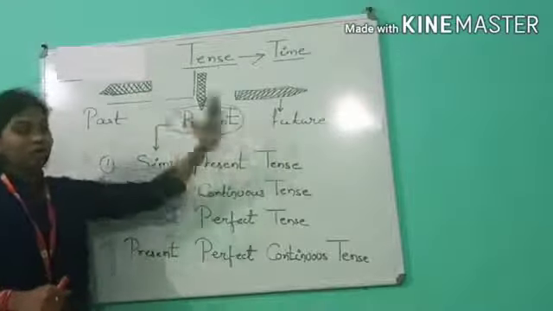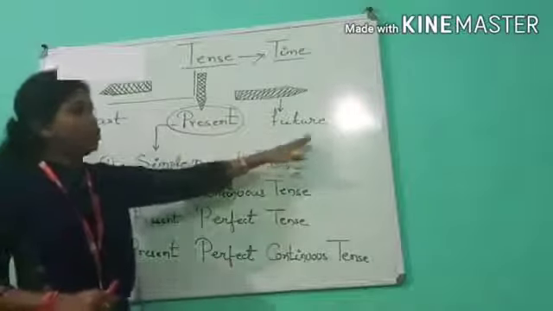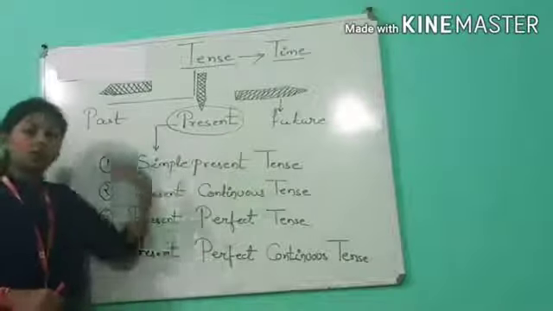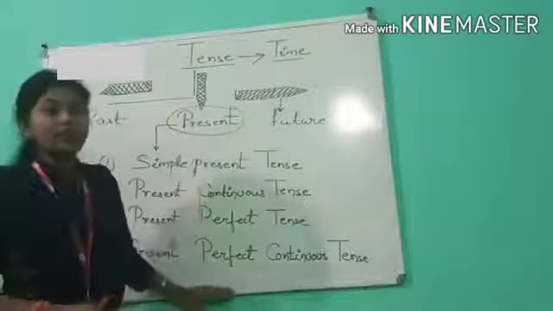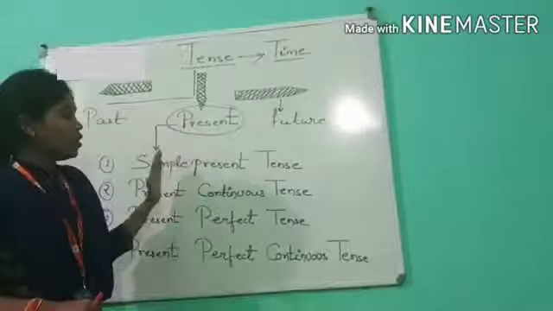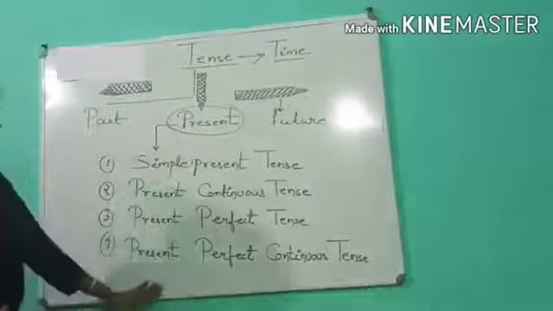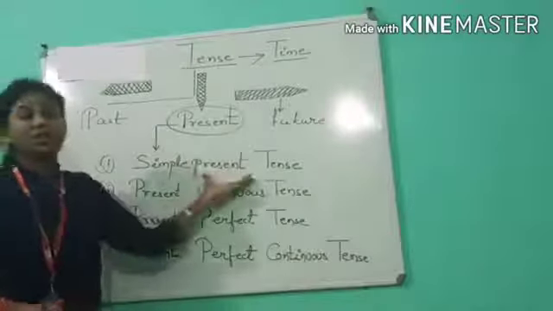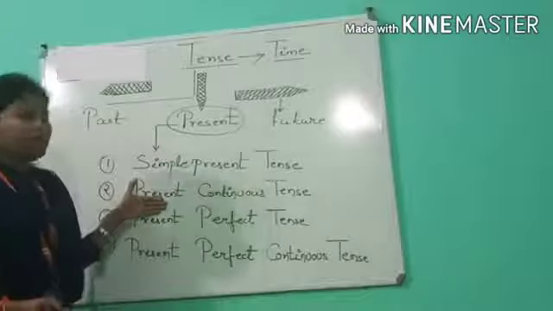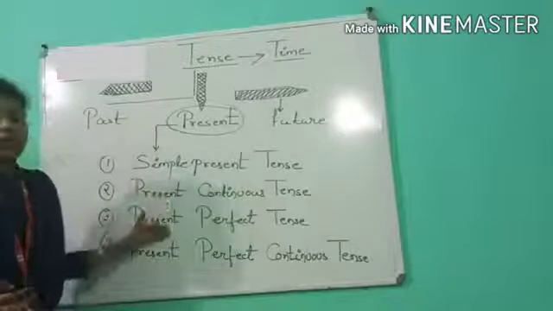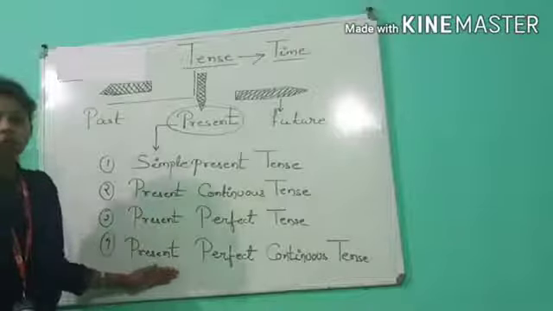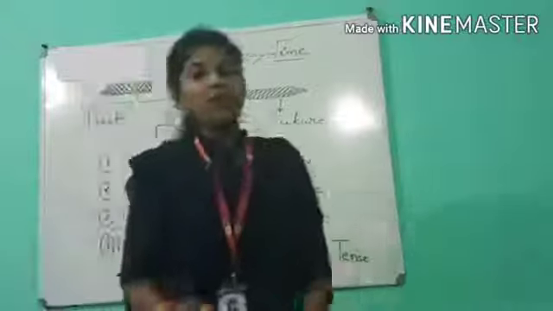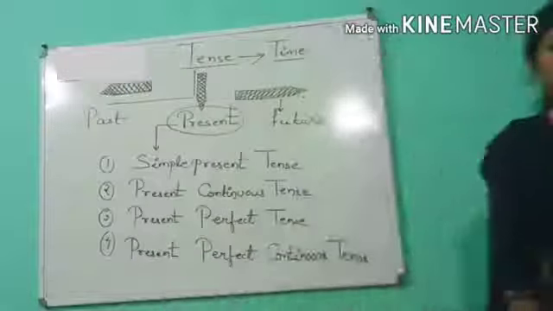Similarly, future also has the same names, right? We will talk about future later on. First we will be clear in this present tense. So now just have a look at this board and I'll tell you what this simple present tense denotes, what the second tense denotes, what the third tense denotes, and what the fourth tense denotes. Till then you just observe it. I'm giving you a few seconds to observe the board.